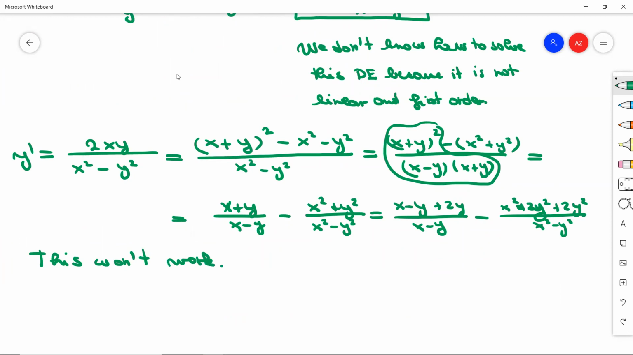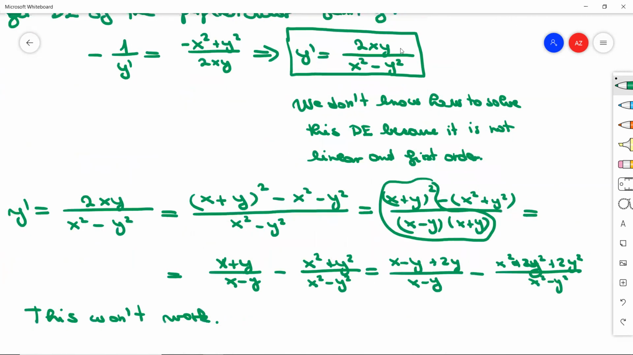So, okay, we derived the family, we derived the differential equation which we would need to solve to determine the family of perpendicular curves, but it doesn't seem doable.